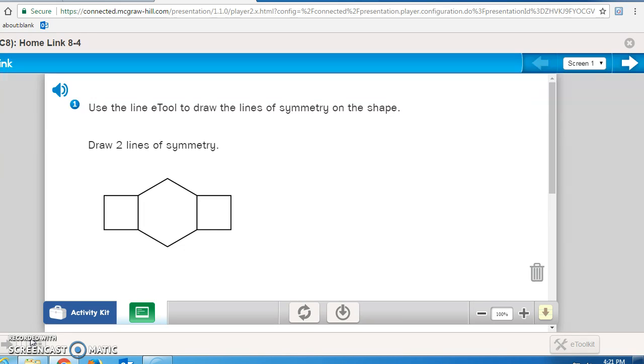Then you're going to need to go to the file, and you're going to need to get Math Masters page 315. Again, it's going to ask you to use the line e-tool to draw the lines of symmetry on the shape, but you're actually going to use a straight edge. So it says draw 2 lines of symmetry. So I'm going to help you with this one.